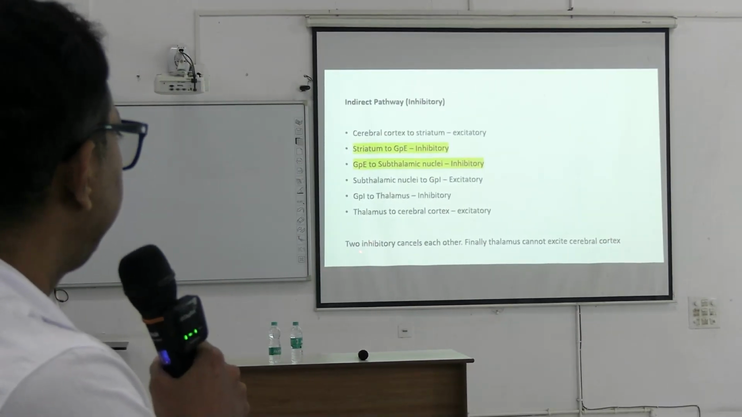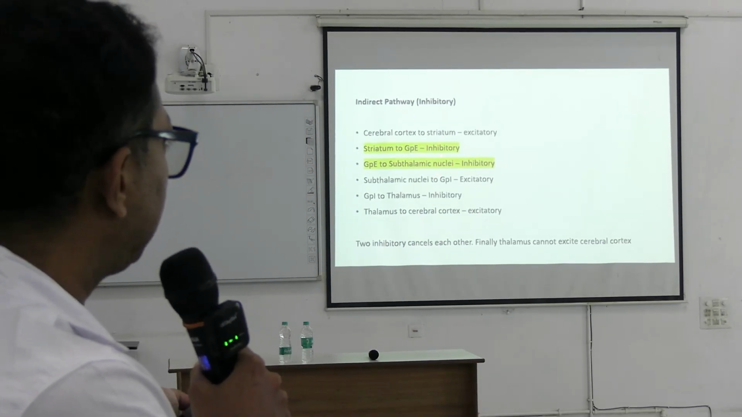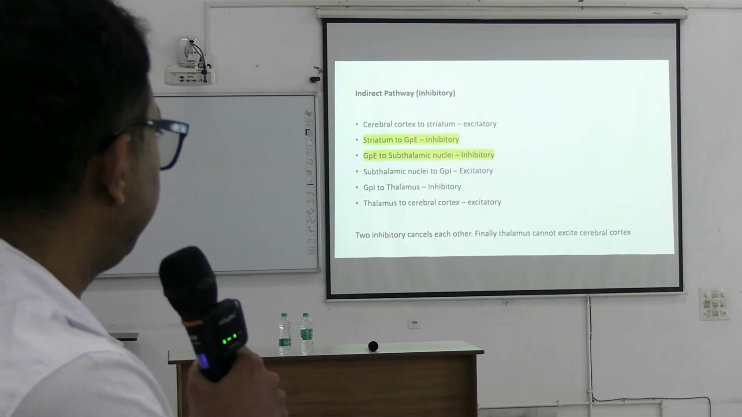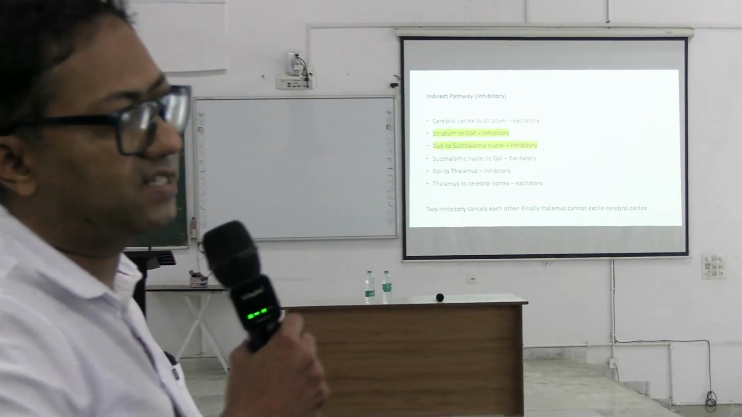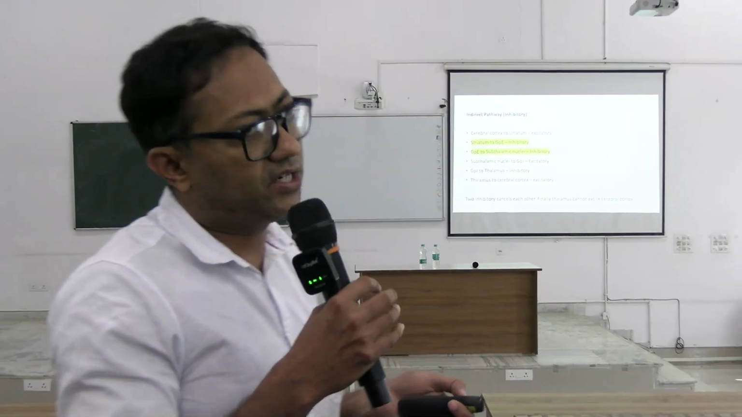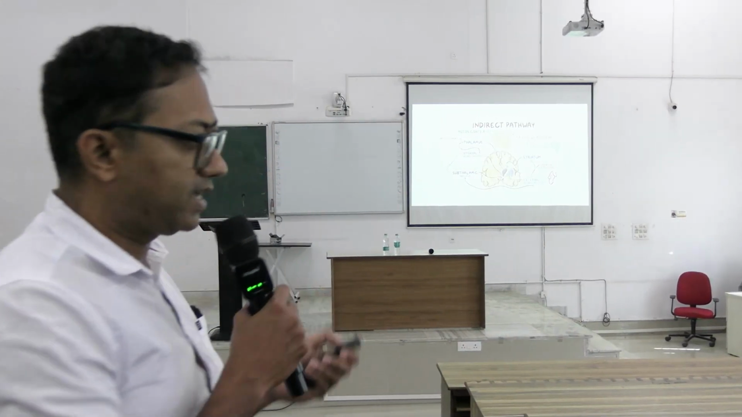So these two inhibitory pathways again cancel each other, two inhibitory cancel each other. Finally thalamus cannot excite cerebral cortex. Okay, thalamus will not be able to excite cerebral cortex. So this pathway is inhibitory. Okay, this pathway is inhibitory. Again you see the diagram.